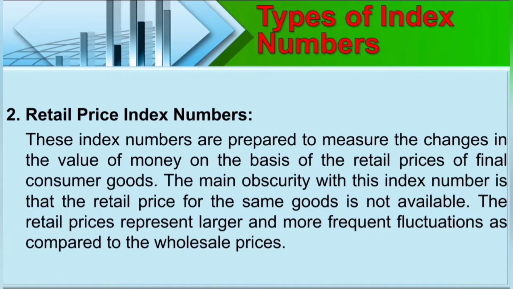The main obscurity with this index number is that the retail price for the same good is not available. The retail prices represent larger and more frequent fluctuations as compared to the wholesale prices.